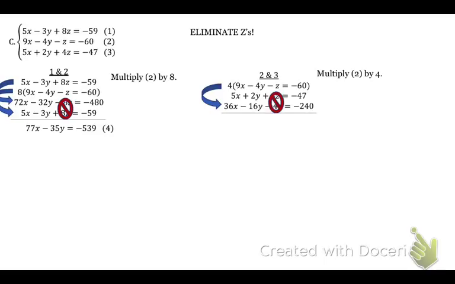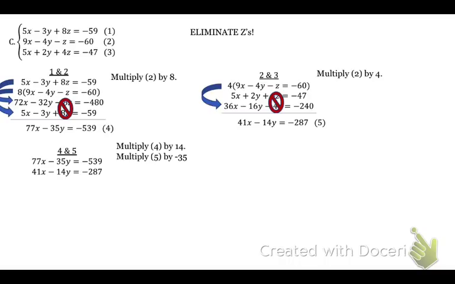Those 4z's cancel, and I have 41x minus 14y equals negative 287. Again, we're working with big numbers here, but you guys are very capable of doing this, so do not have a meltdown. Okay, we'll be fine. So we're going to do 4 and 5, and I'm going to multiply 4 by 14. I'm going to multiply 5 by negative 35 because I'm going to get rid of my y's.